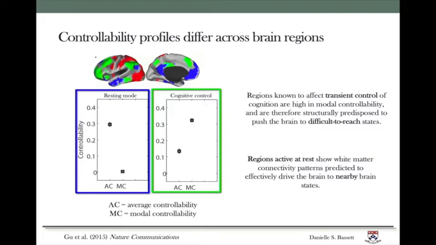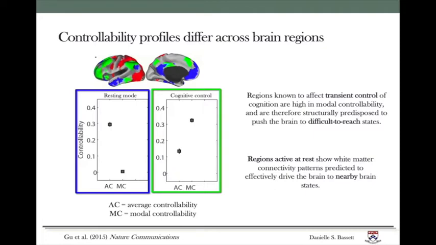And then on the right-hand side are regions that are in what is called the cognitive control circuit. So this is frontal cortex, some parietal cortex, some cingulate, and a few other areas. And here you have the degree of controllability, either average or modal. Here I just want to point out that both kinds of control strategies are present and non-zero in these regions, but there is a clear preference for modal controllability. That suggests that these regions are placed in the white matter structure in spots that would allow them to push the system into other, less easily reachable states on the energy landscape if energy was injected into them.